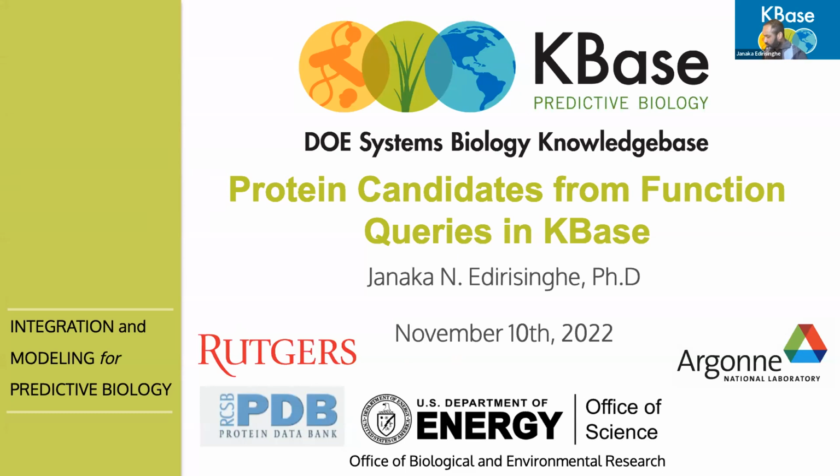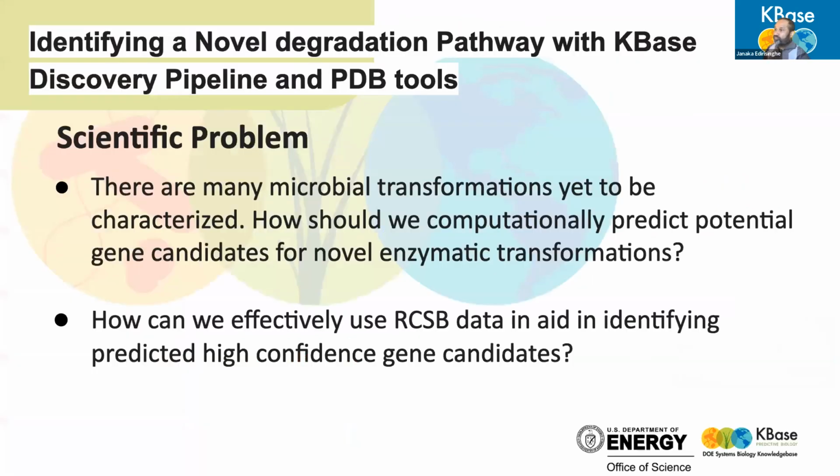To properly orient all of you to the rest of the presentation, I'm going to present a scientific workflow and then discuss how we effectively use the RCSB data to achieve our scientific goals in this specific use case. So the scientific problem that I'm discussing here is that we know that there are so many microbial transformations yet to be characterized. So how should we computationally predict these potential gene candidates for these novel enzymatic transformations, and then how we can effectively use this RCSB data in identifying these high confidence gene candidates that were predicted from the computational pipeline.